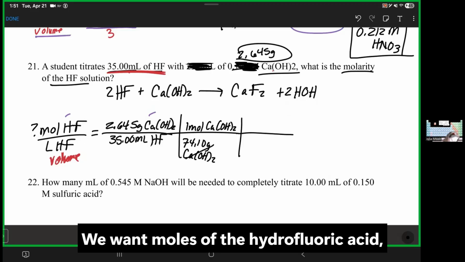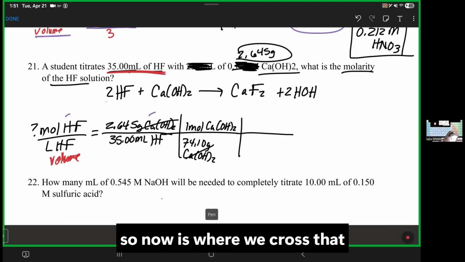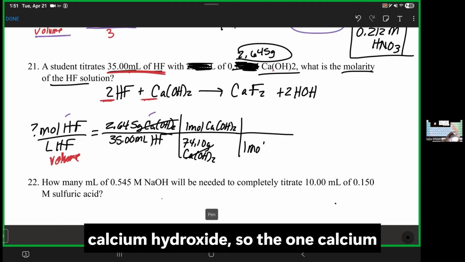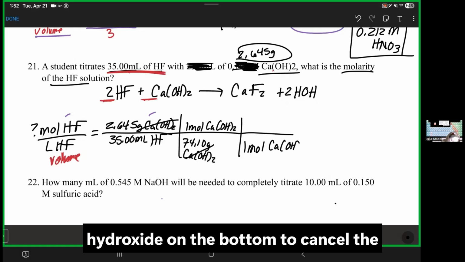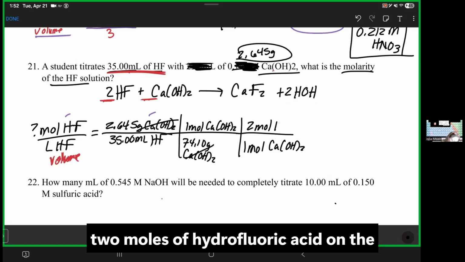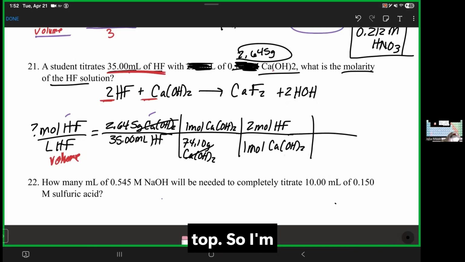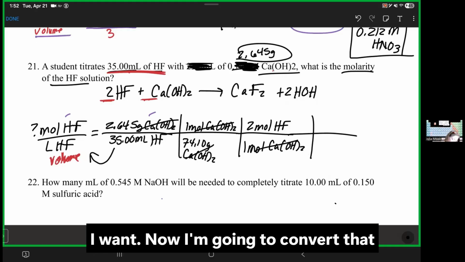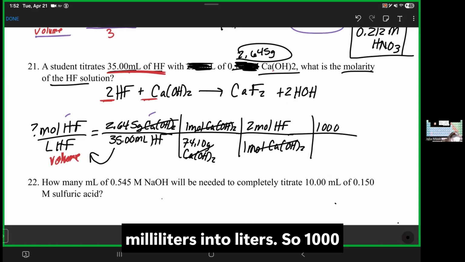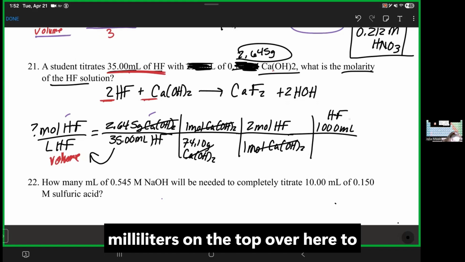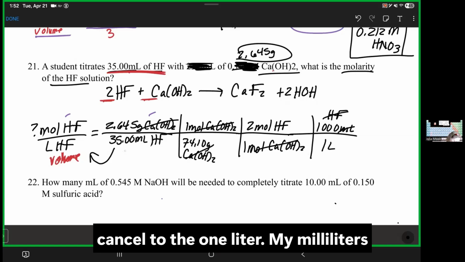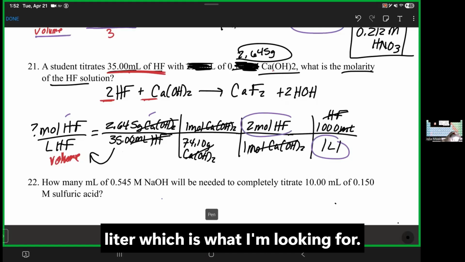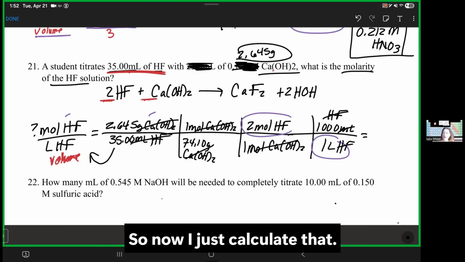We want moles of the hydrofluoric acid. So now is where we cross that mole river. 2 hydrofluoric to 1 calcium hydroxide. So the 1 calcium hydroxide on the bottom to cancel. The 2 moles of hydrofluoric acid on the top. So I'm at moles on the top, which is what I want. Now I'm going to convert that milliliters into liters. So 1,000 milliliters on the top over here to cancel to the 1 liter. My milliliters cancel. And I am left with moles per liter, which is what I'm looking for. So now I just calculate that.